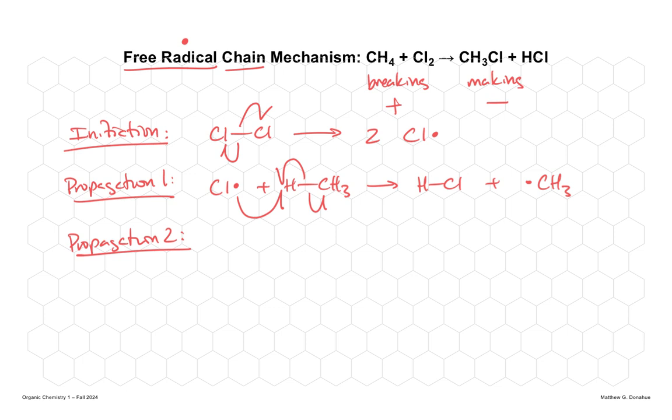And then in propagation step 2, notice we haven't formed the chloromethane product yet. The methyl radical will react with chlorine. So you can think of it as abstracting chlorine, and then we form our product. And then chlorine radical.